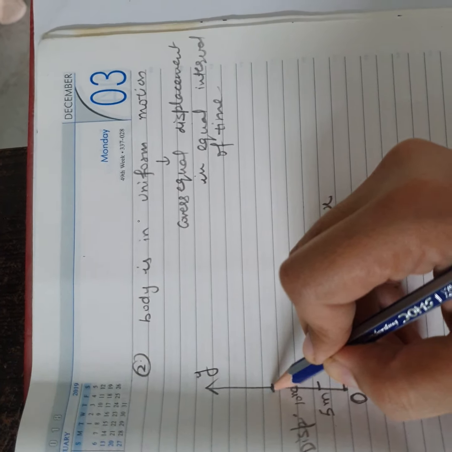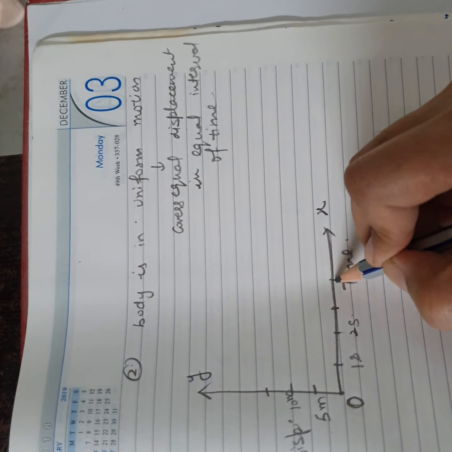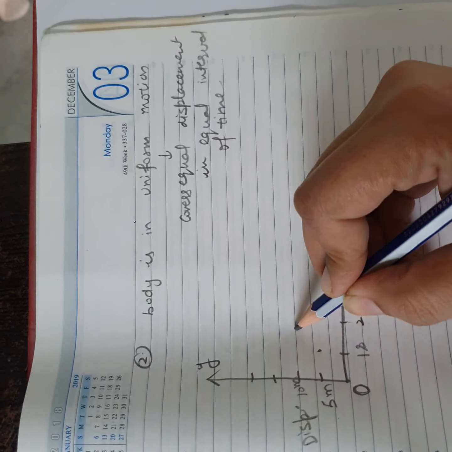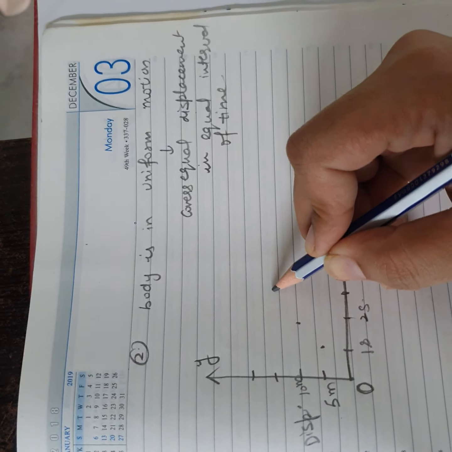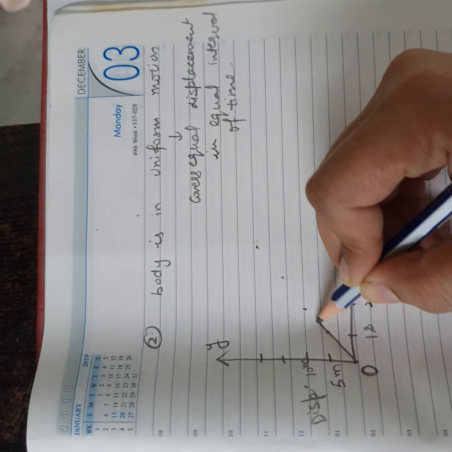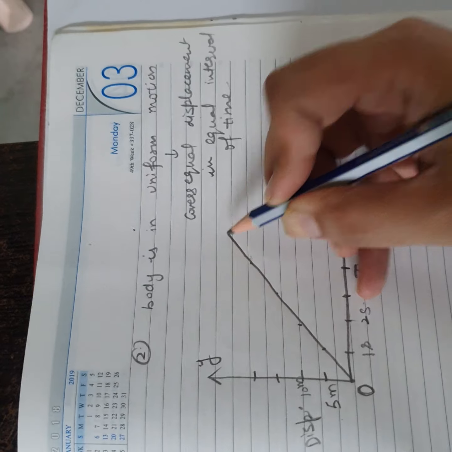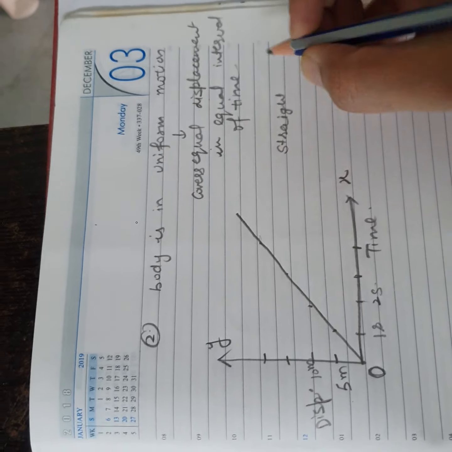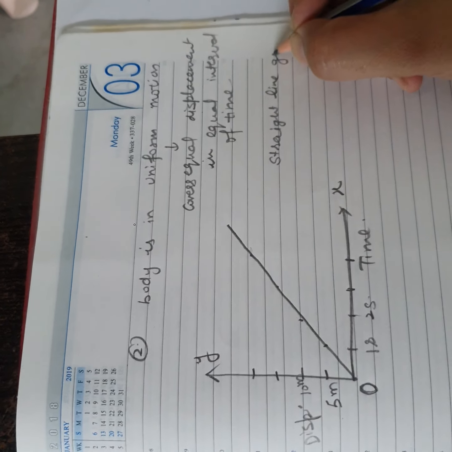After 3 seconds it will cover 15 meters, after 4 seconds it will cover 20 meters. Then you will have these dots regarding these points, and your graph will be of this type, a straight line graph. This is called a straight line graph.